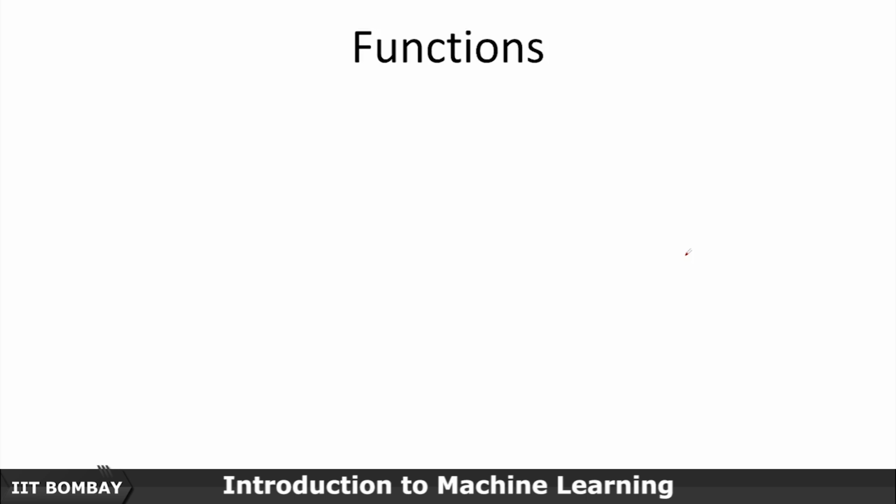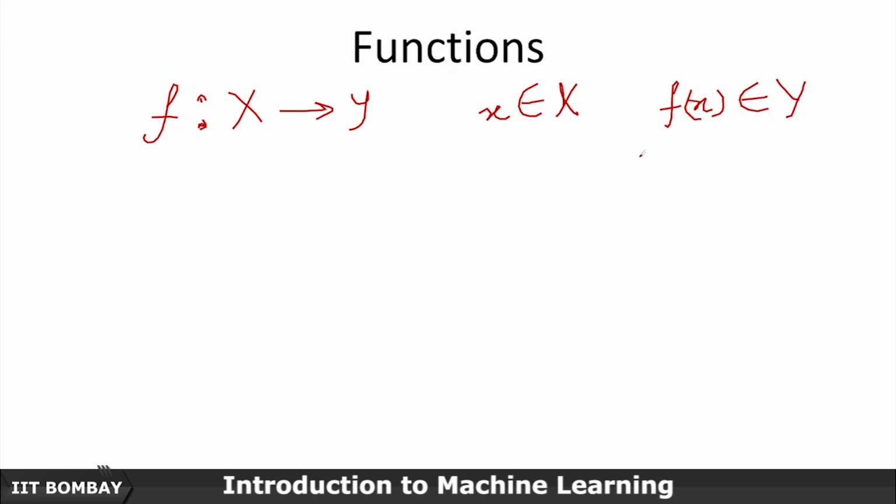Now, let us talk about functions. Let us say you have a function f that is a mapping from set X to set Y. Let us say we have an element x that belongs to set X. Then f of x will belong to Y, and we say that y is equal to f of x, and this belongs to capital Y. So, it is a many to one mapping. Many x's can map to the same y.